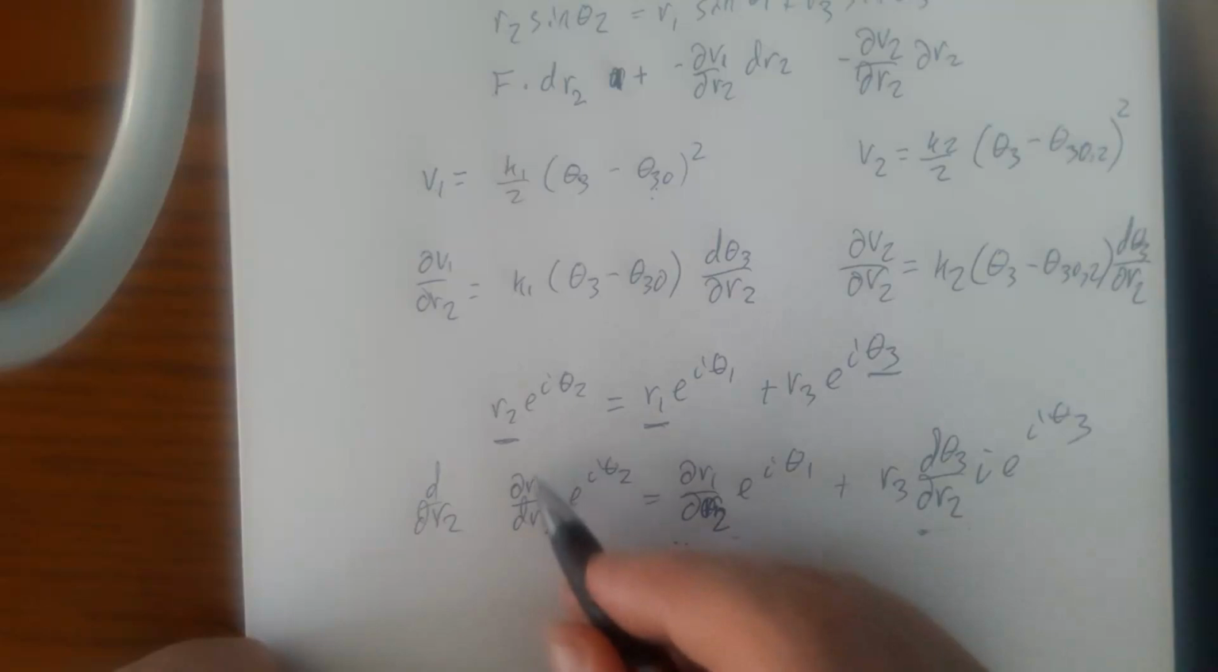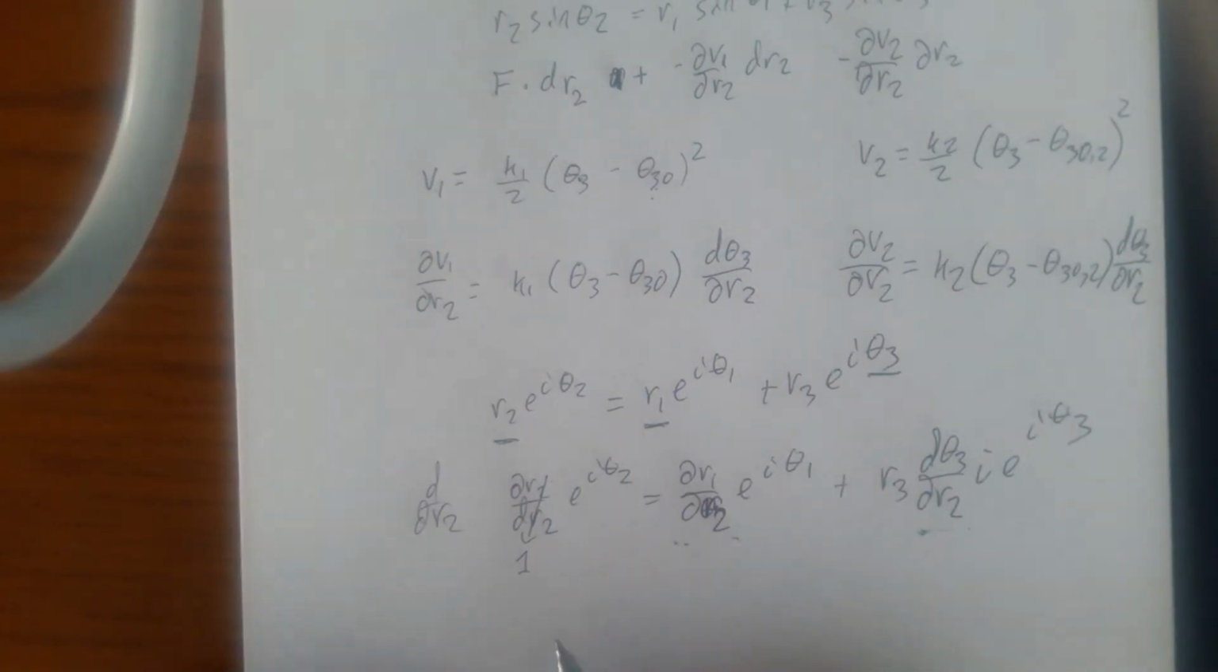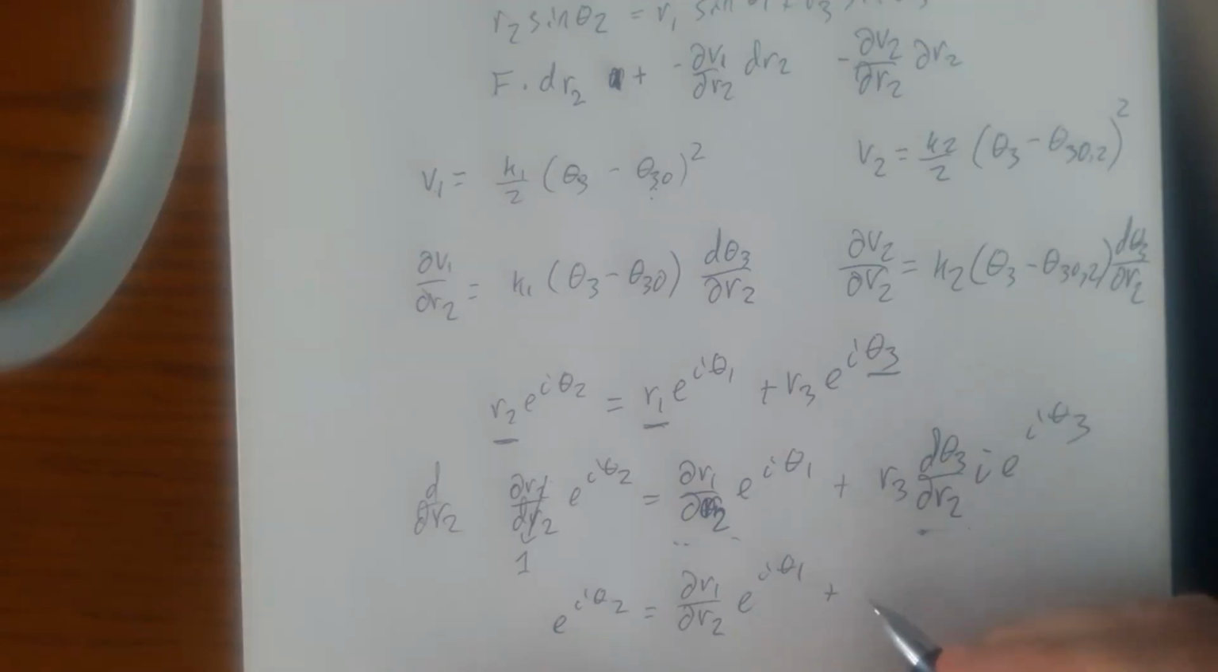This is also unknown, but we don't necessarily care about that right now. And this right here, it's just going to be 1. That's just, how does R2 change with R2? Well, they're equal to each other, so it's just going to be 1 no matter what. And so we get this equation that we're going to be looking at, e to the I theta 2 equals dr1 dr2 e to the I theta 1 plus r3 d theta 3 dr2 I e to the I theta 3.